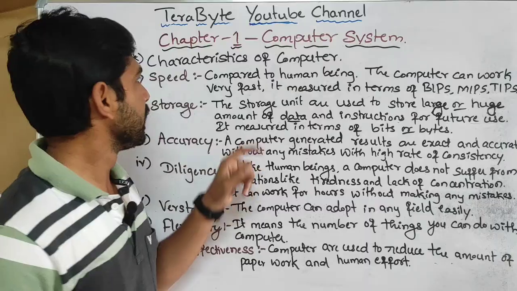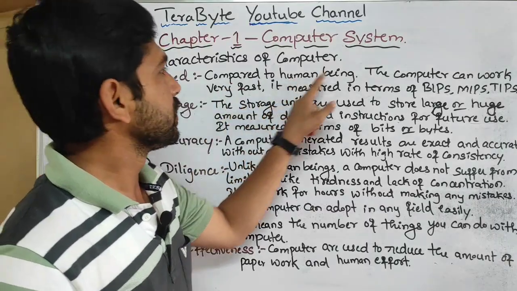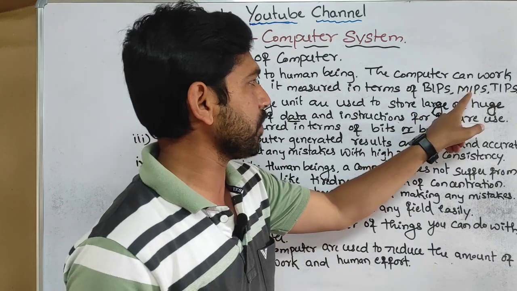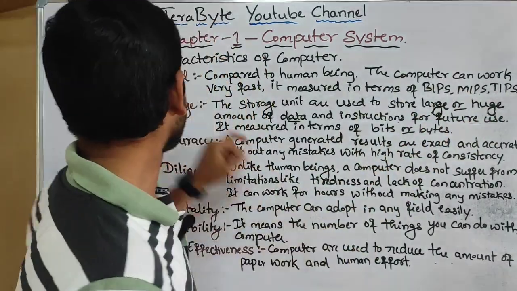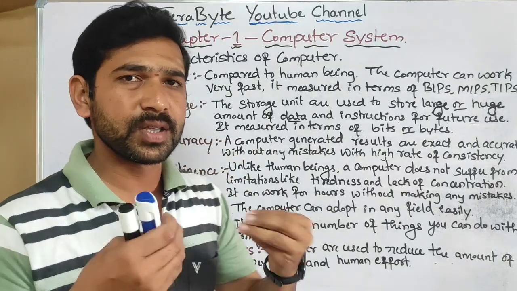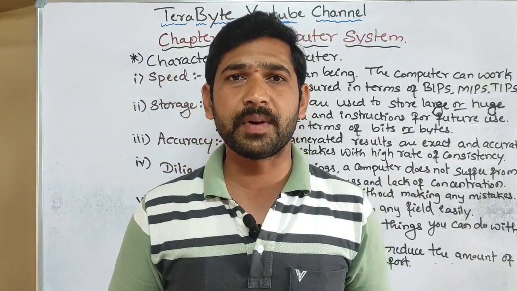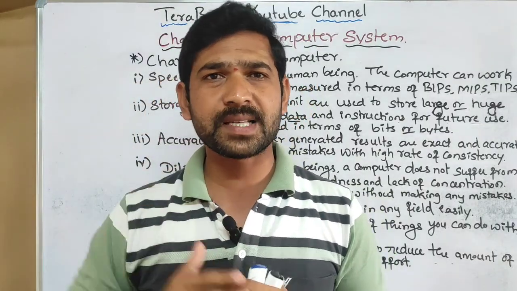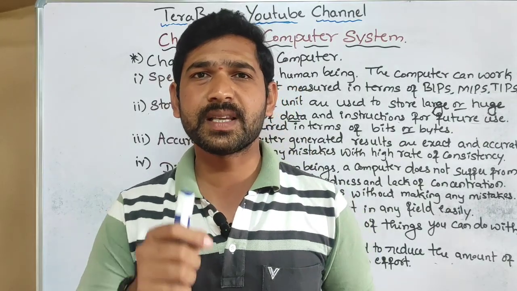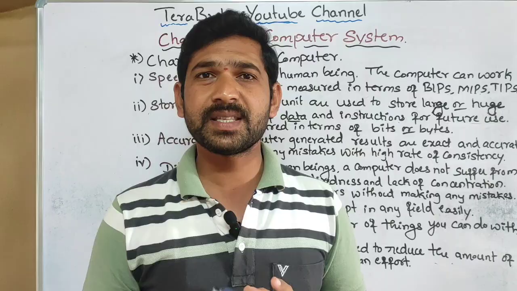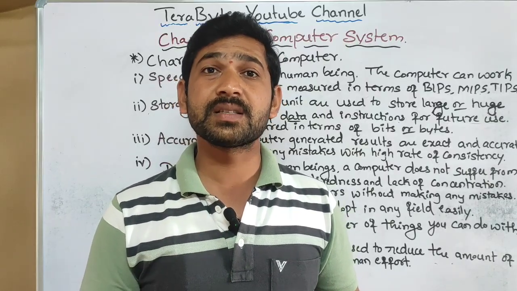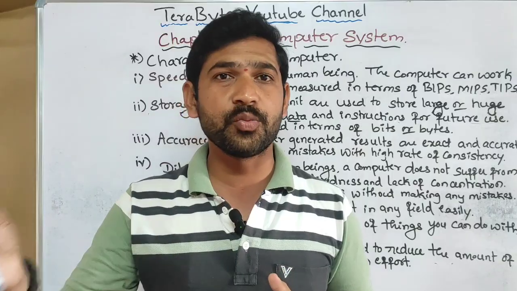First one, speed. Compared to human beings, the computer can work very fast. It is measured in terms of BIPS, MIPS and TIPS. Look, when we compare with human beings, the computer can work very fast. That's why the computer is called an advanced electronic machine. For example, the money counting machine. The best example is the money counting machine, which counts the money faster than human beings.